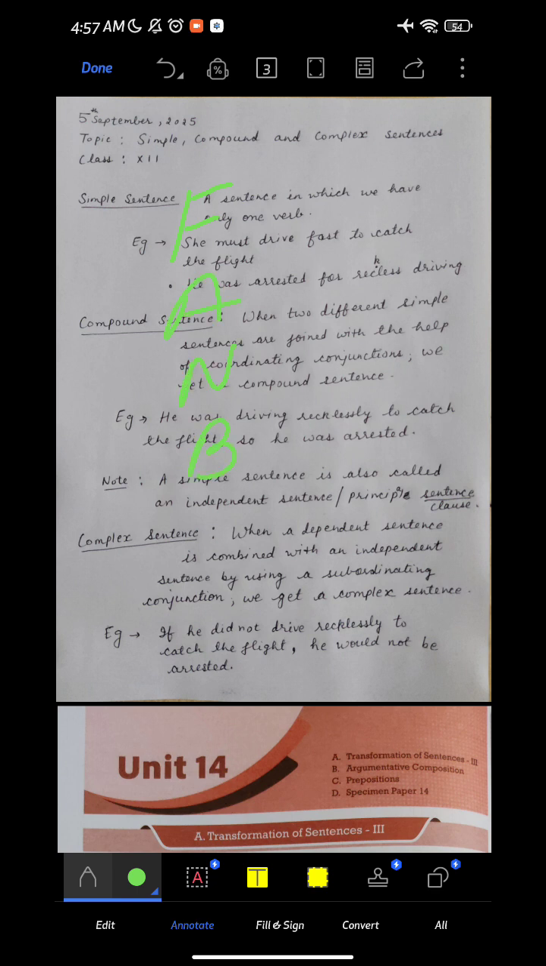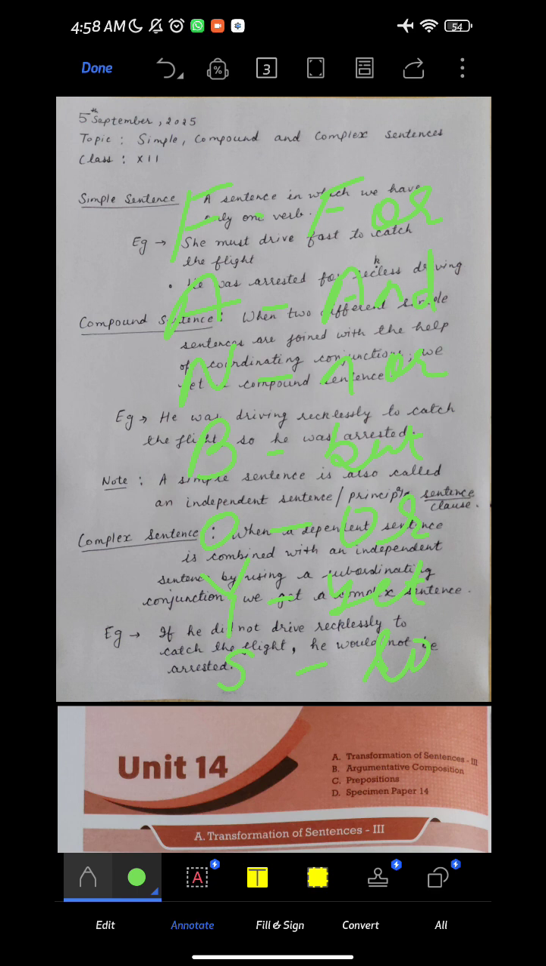FANBOYS. So you might have got an idea: F is for, A is and, N means nor, B for but, O or, yet, so. So these are the basic seven coordinating conjunctions. We have others too, which I will discuss further during the lecture.